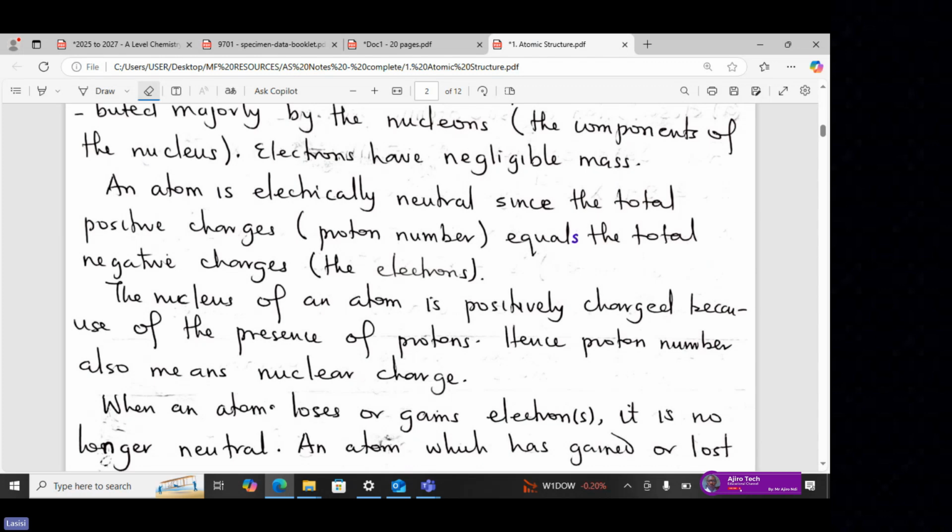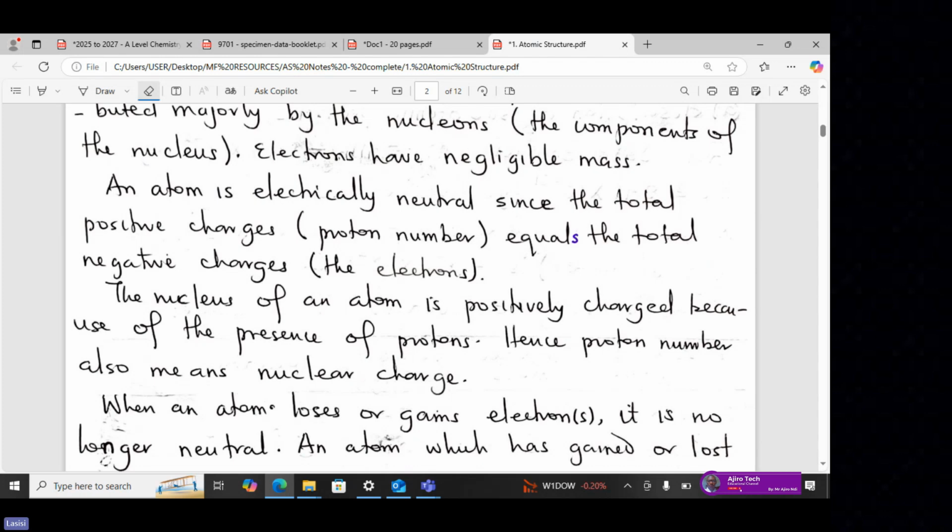So an atom is neutral overall, but the nucleus is positive. Any other part apart from the nucleus is negative. But the total positive inside the nucleus equals the total negative outside the nucleus. Therefore, the entire atom is electrically neutral. Does that make sense? Yes, that makes sense. So when I say nuclear charge, what does that mean? Proton number.